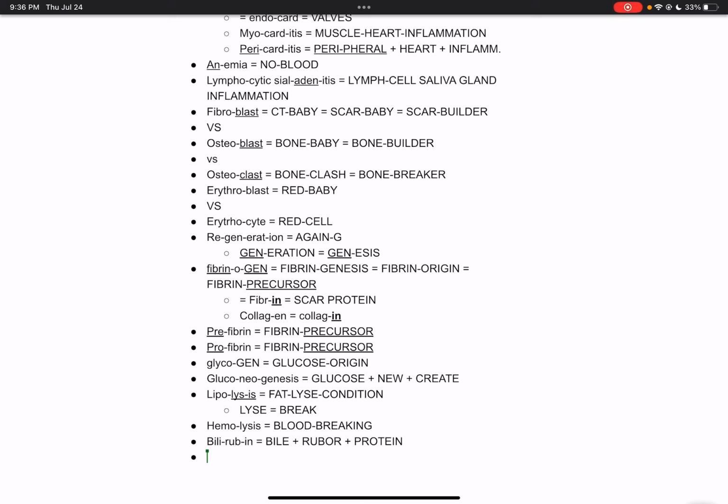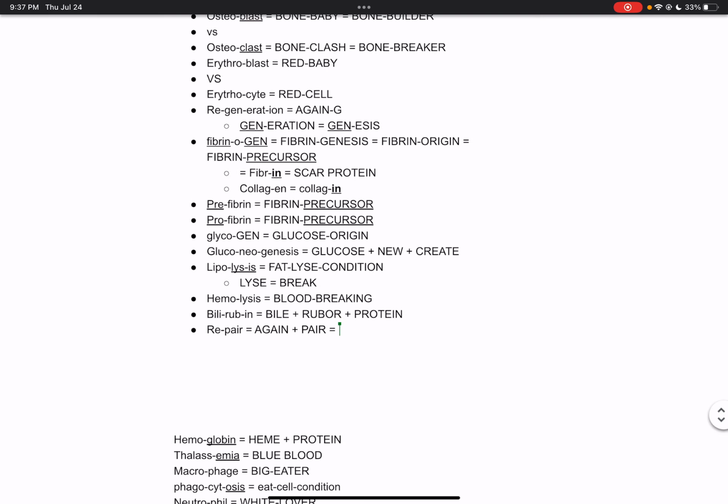Even repair. That's an easy word. I don't need to split that. Repair means again, pair. When you break things apart, you break them into two. To repair them means to pair them again, to take two things that were broken into separate and put them back together into one. That's what it means to repair.